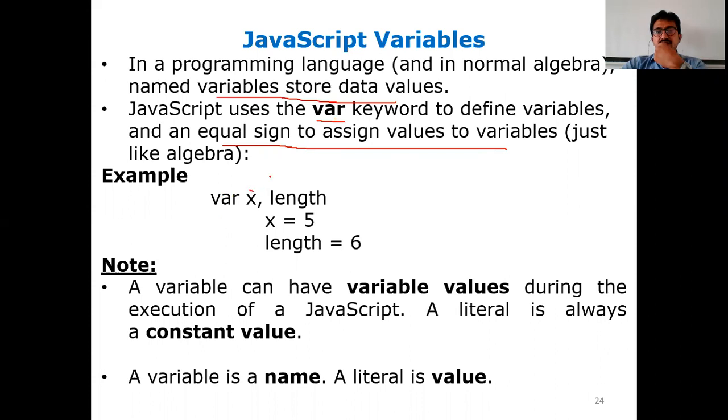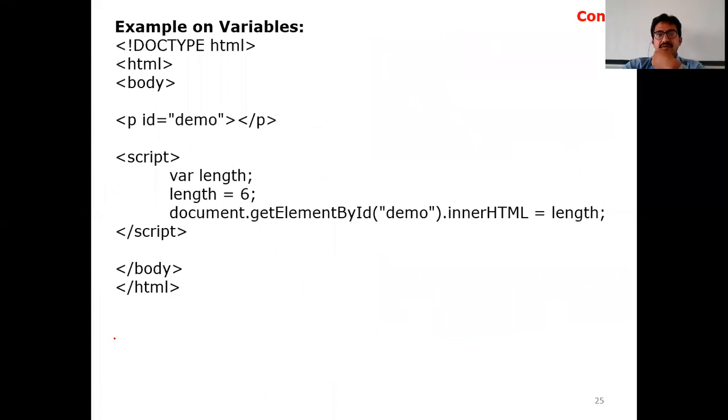So I am just declaring two variables, x and length. I am assigning x equal to 5 and length equal to 6. Here I am not mentioning any integers or any characters. Automatically, whatever the type you are considering, it will be considered as that type. Now, a variable's value can change during the execution of a JavaScript. A literal is always a constant value, as you are already aware. A variable is a name, a literal is a value. So literal means like a constant. Now a small example for variables.